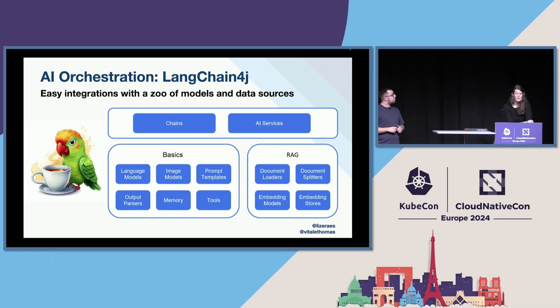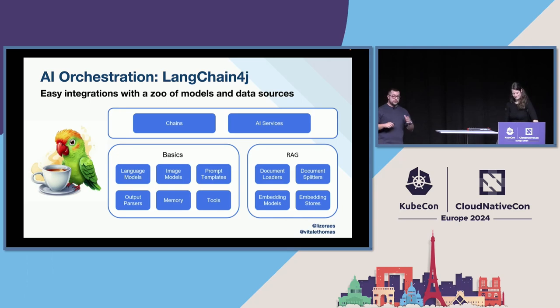Output parsers are an amazing feature there, because the LLM always returns text, or sometimes JSON if you ask it to. What LangChain4j does for you is parse the output to real Java objects. So you're just calling your AI service, and you get a list back or a plain old Java object, whatever you want, and you can just continue from there. You don't have to parse any strings. At the right, you see all the RAG components to chat with your documents. And then usually all the AI orchestration frameworks have a layer on top to abstract away even more, like the AI service we just saw, or chains in LangChain4j.